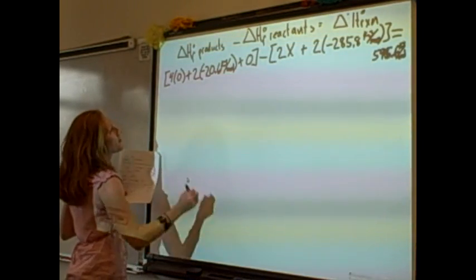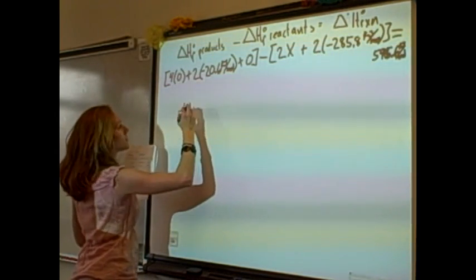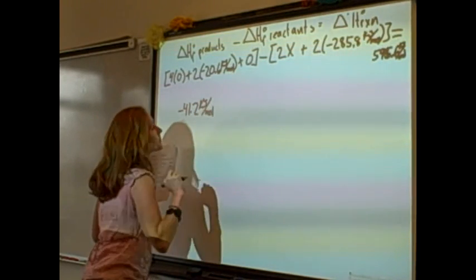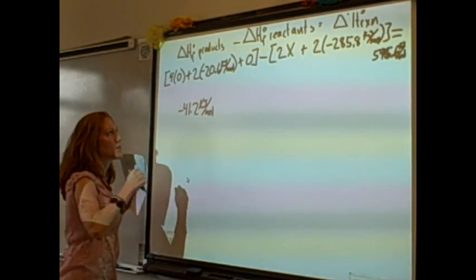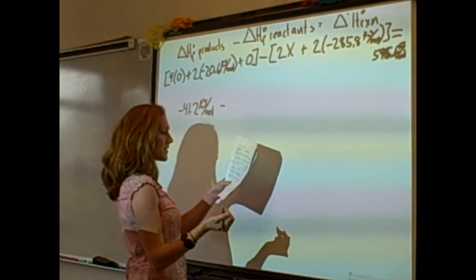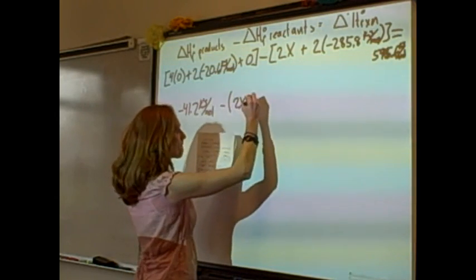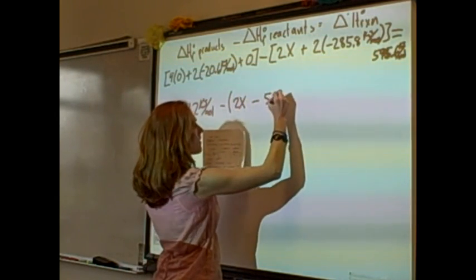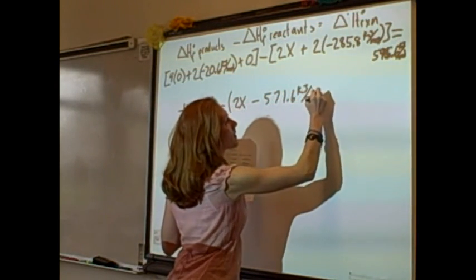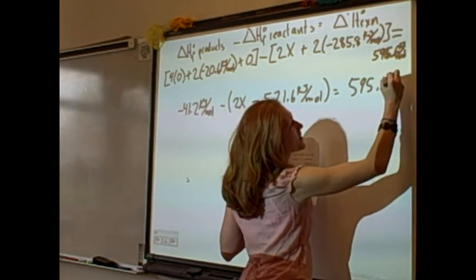So I'm going to go ahead and add these up, and I get negative 41.2 kilojoules per mole released if I form those products from elements. Then I get the difference for how much enthalpy would be released if I form the reactants, and that would be 2x, and that's 571.6. And all of that equals the 595.6 kilojoules per mole.